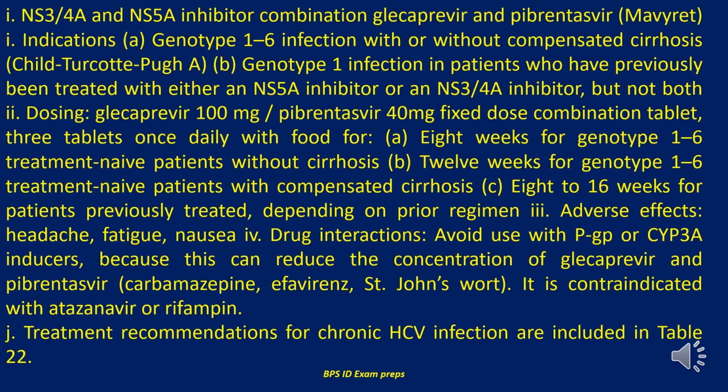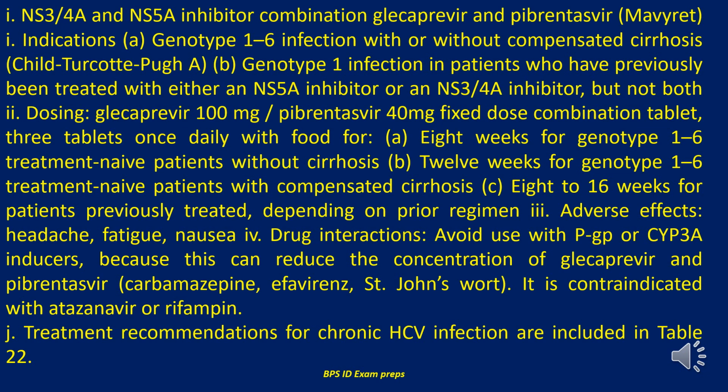2. It is dosed at glecaprevir 100 mg plus pibrentasvir 40 mg fixed-dose combination tablet, 3 tablets once daily with food for a. 8 weeks for genotype 1 to 6 treatment-naive patients without cirrhosis. B. 12 weeks for genotype 1 to 6 treatment-naive patients with compensated cirrhosis. C. 8 to 16 weeks for patients previously treated, depending on prior regimen.